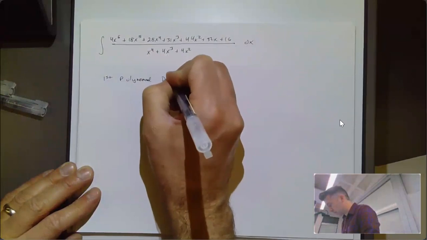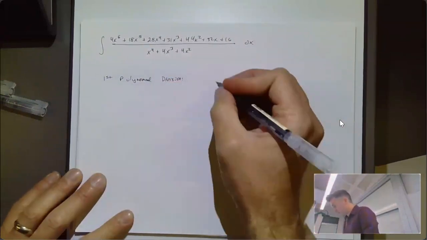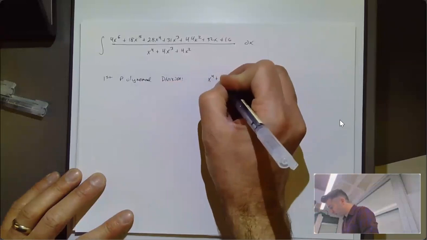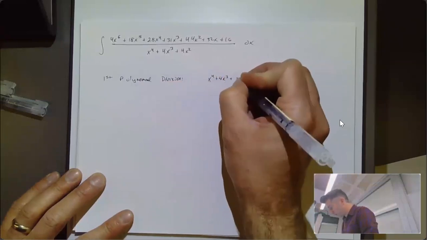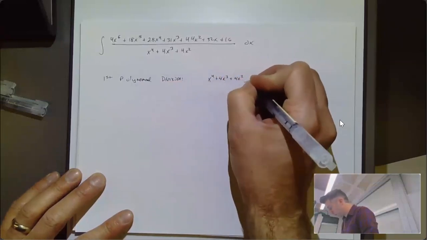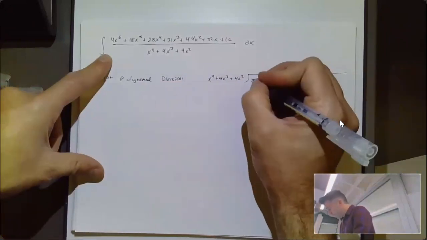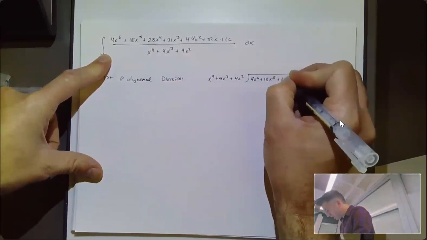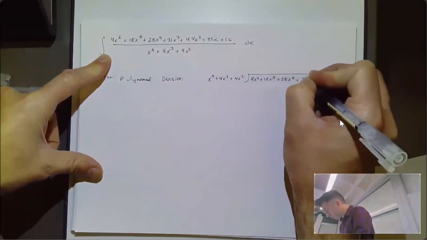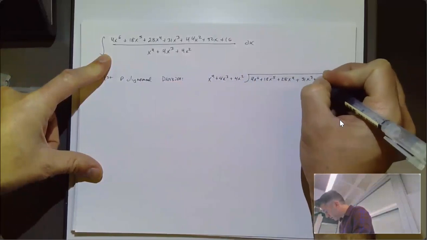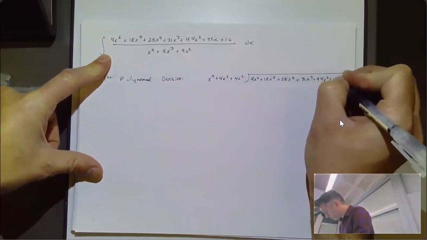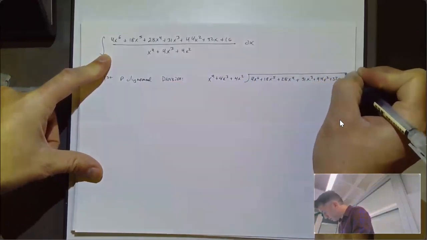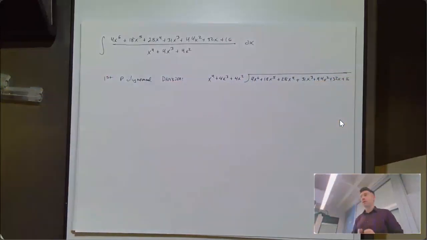Which is kind of a lot here. It's okay, it's going to work out. So we have x to the fourth plus 4x cubed plus 4x squared going into this giant thing here, 4x to the sixth plus 18x to the fifth plus 28x to the fourth plus 31x cubed plus 44x squared plus 32x plus 16. Honestly, half the battle with this problem is just making sure you write down things correctly, right? Making sure you don't accidentally write the wrong thing.